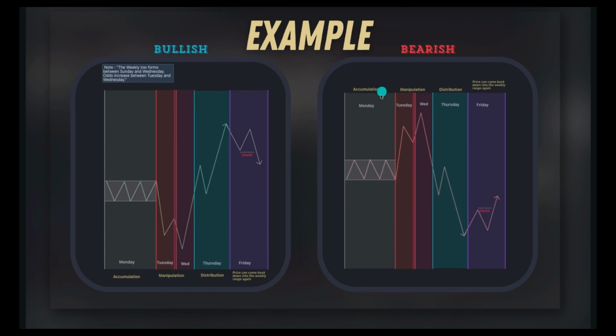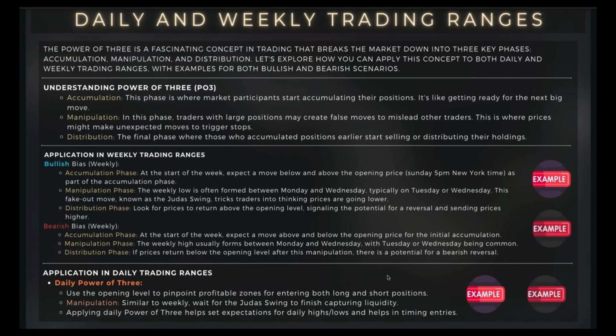Now for the bearish accumulation, Monday you can see it starts accumulating. Tuesday you can see manipulation again, or Wednesday, like I said, it can form on both days. Distribution Thursday, and price can come back down into the weekly range again. Now the next example that I want to show you is this one real quick.